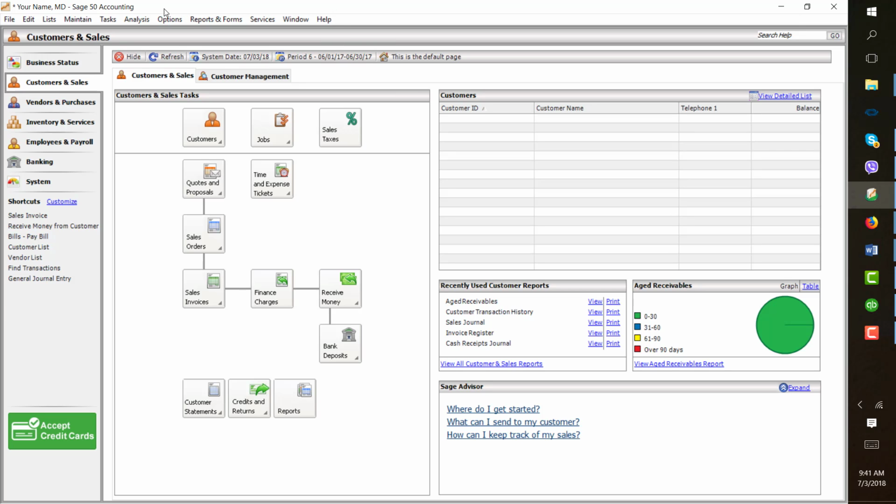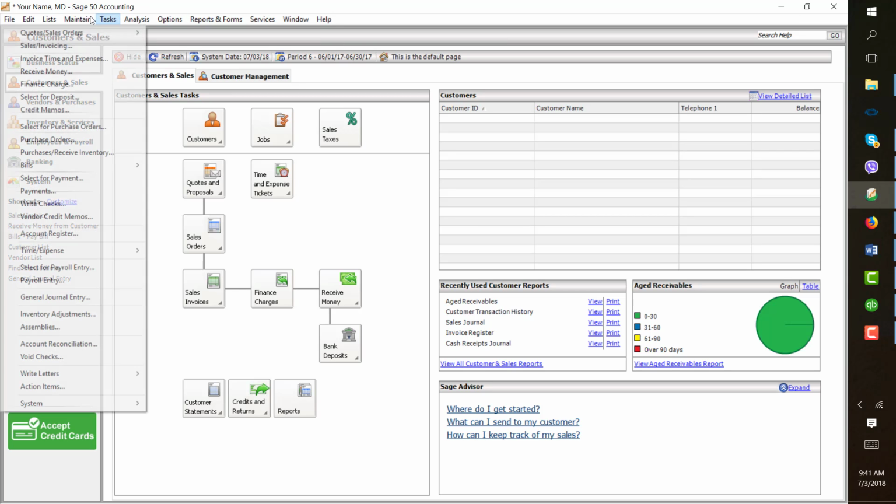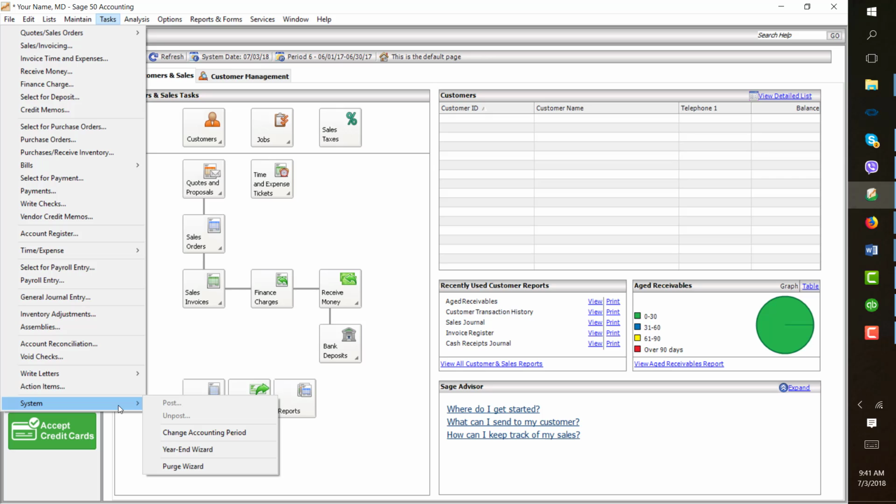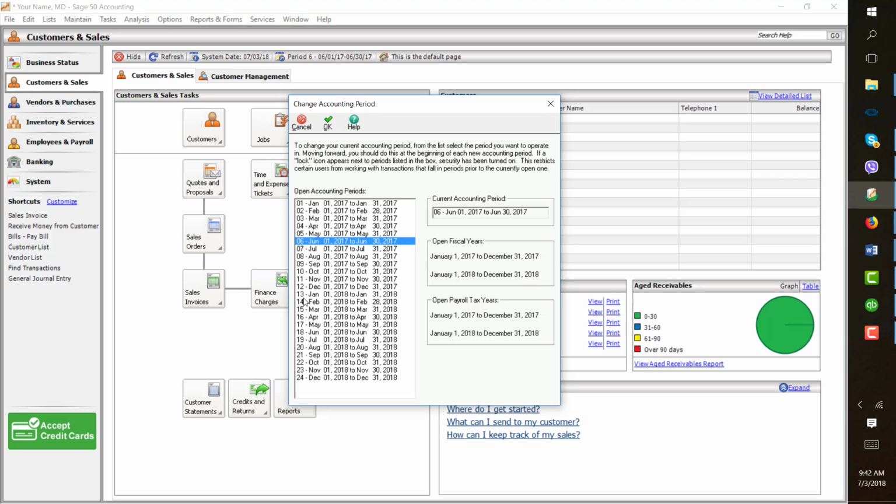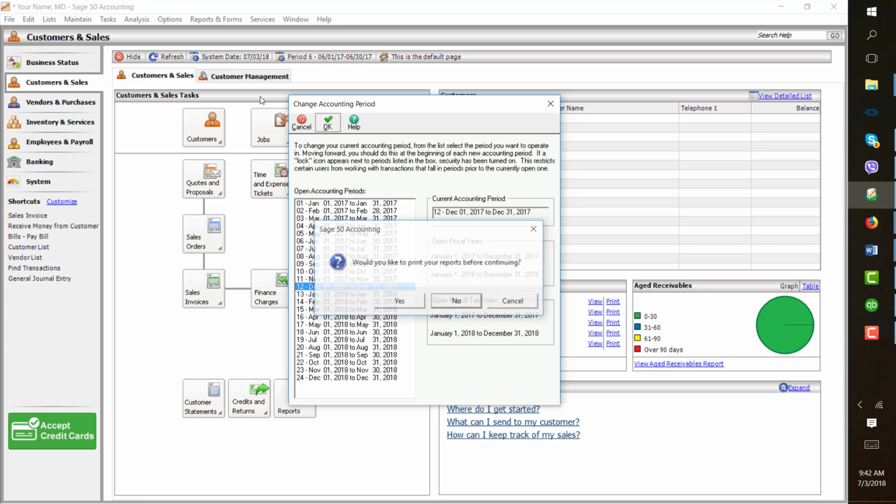To do this process, you go to Task and you want to click at the bottom of the screen. There is the System and you want to click the accounting period, changing the accounting period to period 12. That is December 1st to December 31. Once you click that, click OK.